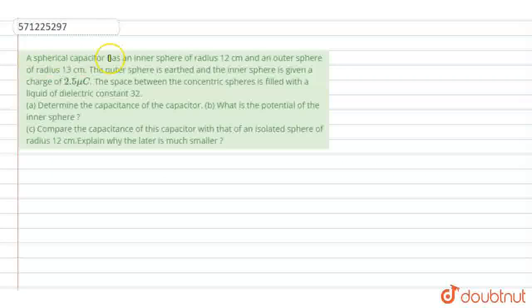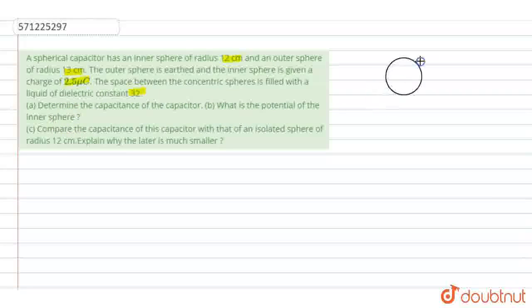Hello students, so our question is: a spherical capacitor has an inner sphere of radius 12 cm and an outer sphere of radius 13 cm. The outer sphere is earthed and the inner sphere is given a charge of 2.5 microcoulomb. The space between the concentric spheres is filled with a liquid of dielectric constant 32. Determine the capacitance of the capacitor. This is the first part. The second part is: what is the potential of the inner sphere?